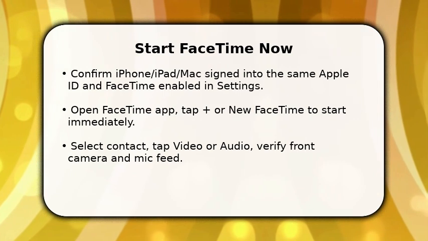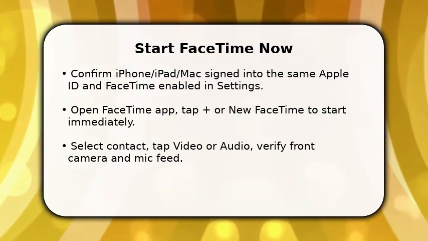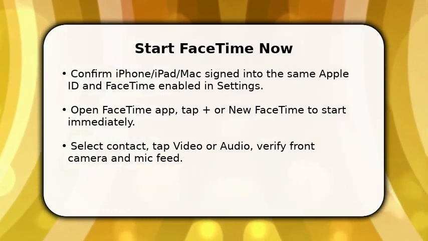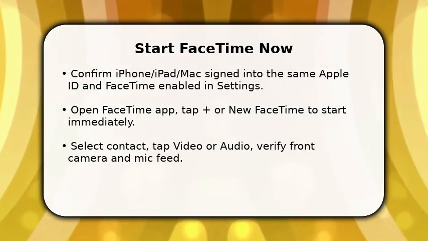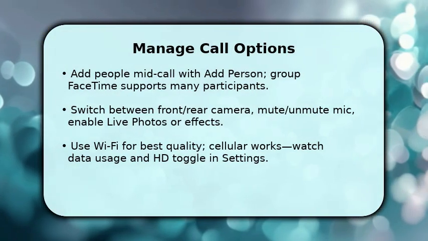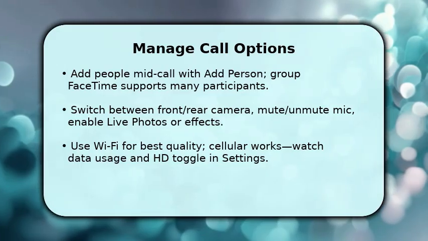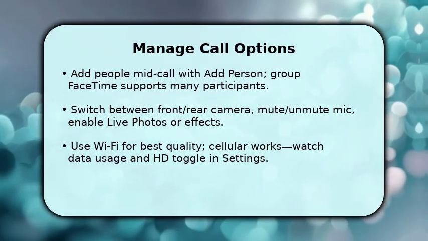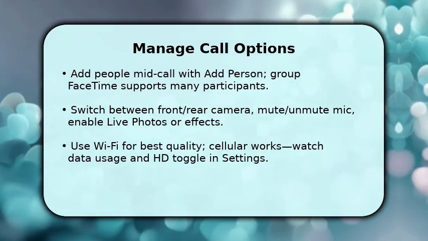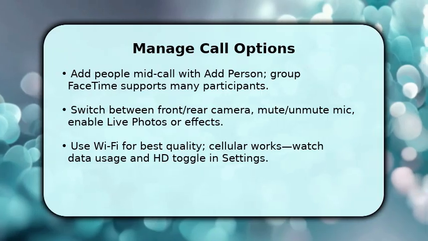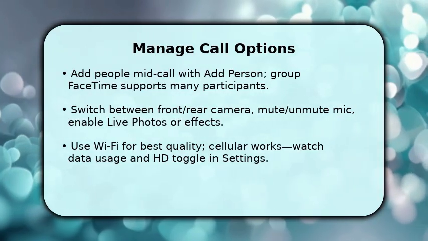Once connected, manage the experience. Tap the screen to reveal controls and switch between front and rear cameras or mute your mic instantly. If you need more people, use Add Person to convert a one-on-one call into a group FaceTime. Group calls use different layouts so you can see active speakers. You can enable effects or live photos if privacy allows.